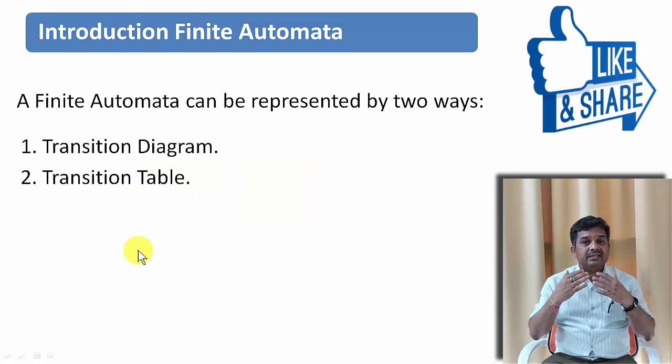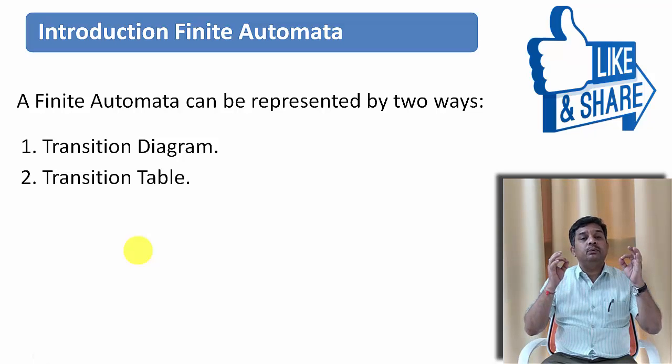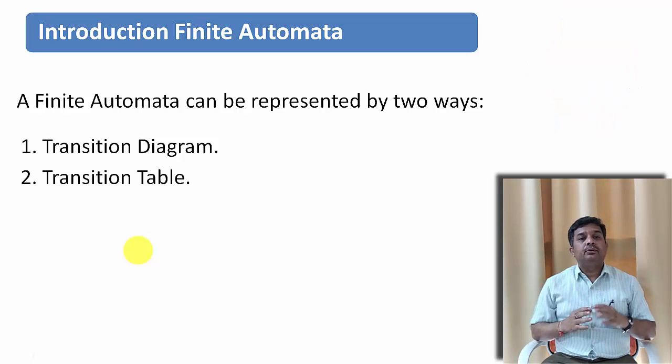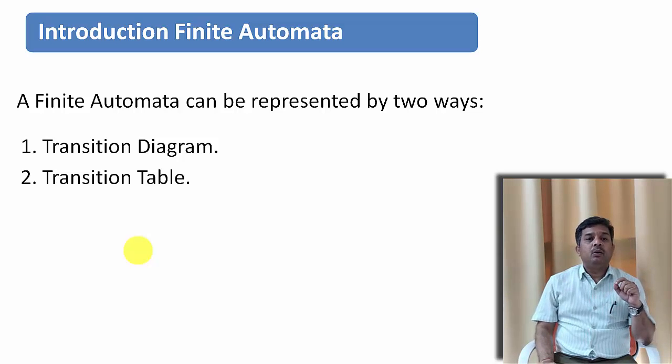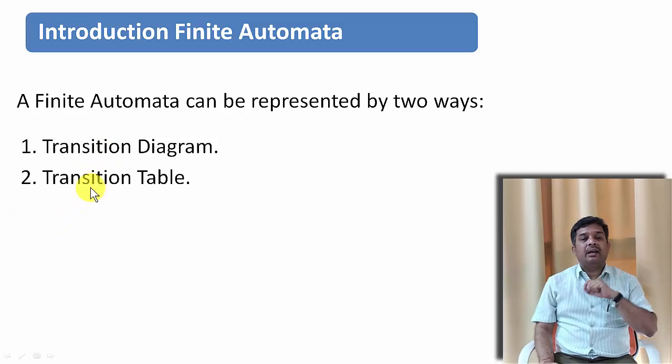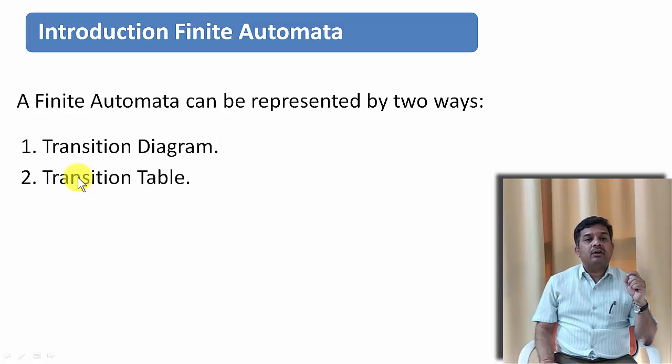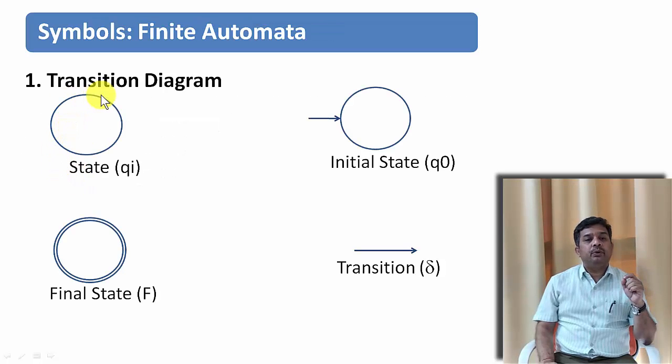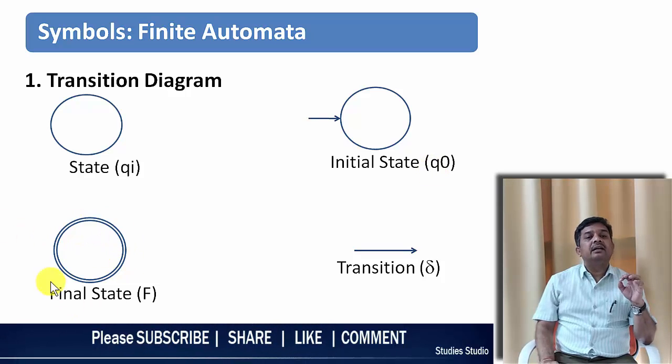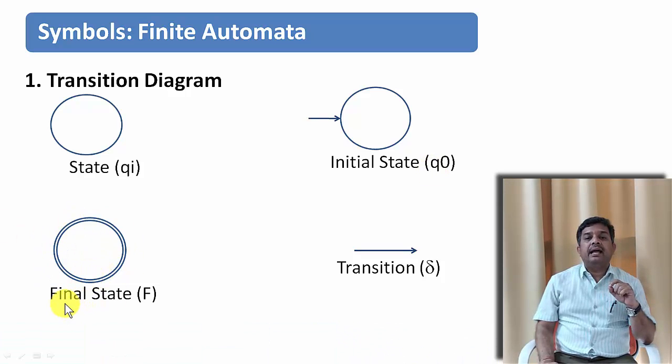When we try to represent a finite automata, we basically use two different ways: one is a transition diagram and another is a transition table. Let us see one after another. For the transition diagram, these are the symbols we use. A circle defines a state. A circle with an incoming arrow indicates the starting state or the initial state. A double circle represents the final state, and an arrow represents a transition from one state to another.